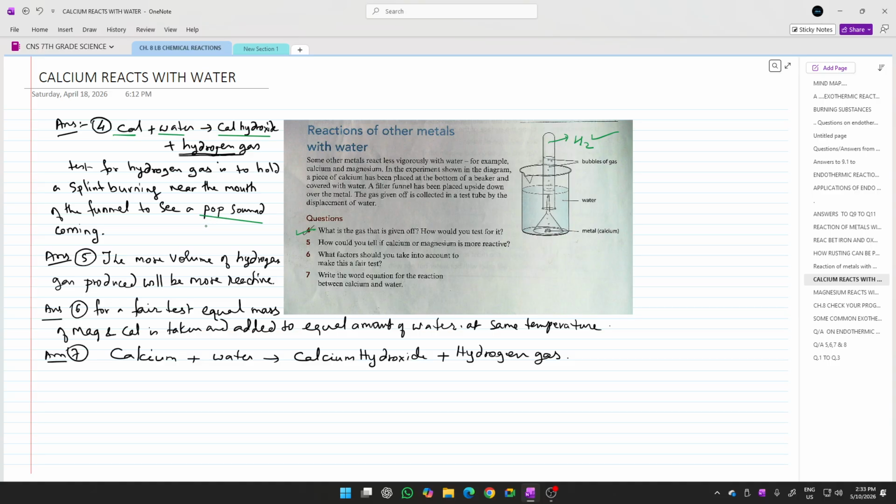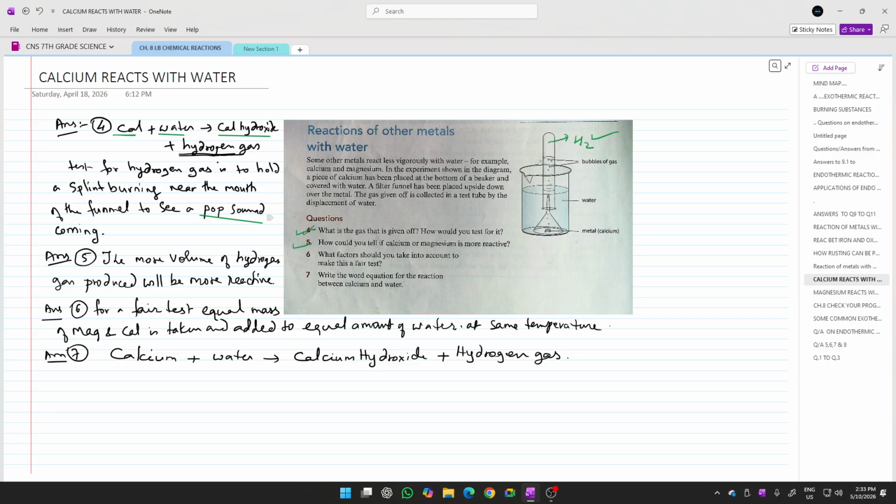Whenever you want to test whether hydrogen gas is formed or not, you have to collect the gas first and do this procedure. A burning splint will burn with a pop sound, or explode with a pop sound. If that happens, that means it was hydrogen gas. If that doesn't happen, that means the gas was something else.